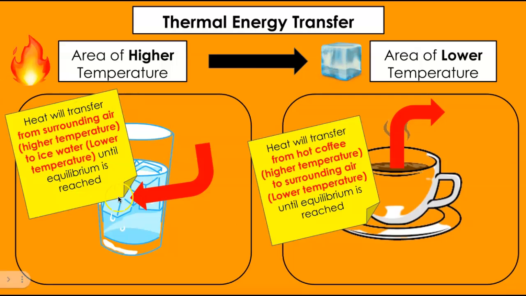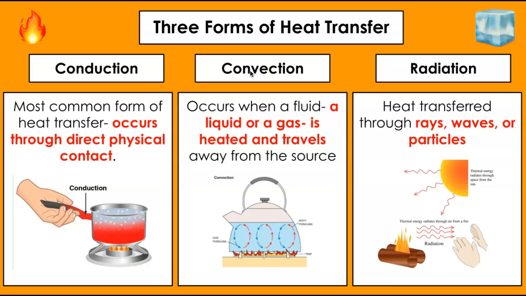So now that we know what thermal energy transfer is and how it occurs, let's talk about the 3 different ways that heat transfer can happen. The first, and probably the most important for you, is conduction. This is the form of heat transfer that occurs through direct physical contact. For example, if you were to take your hand and place it onto a hot pot that is on the stove, heat, or thermal energy, would be transferred from the pot to your hand through that direct physical contact or touch.